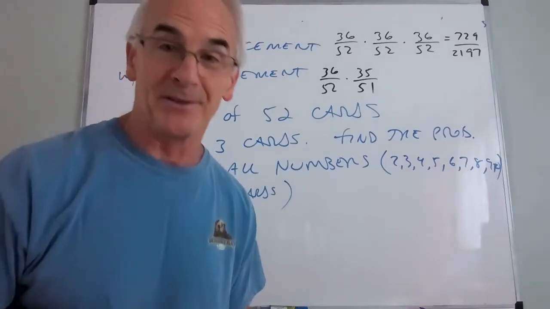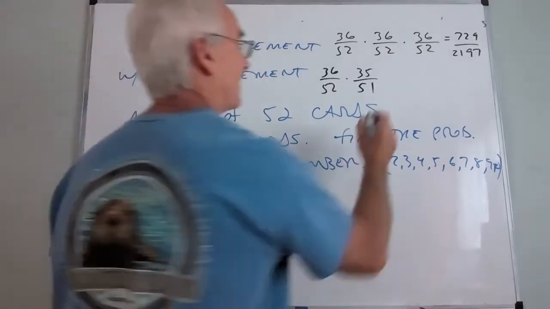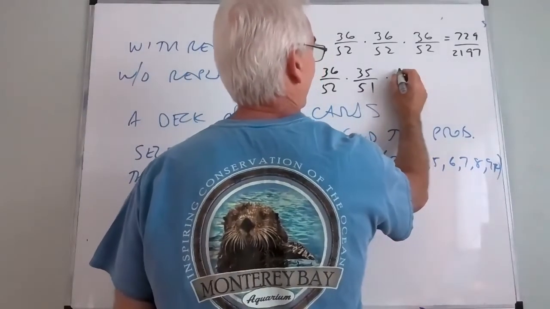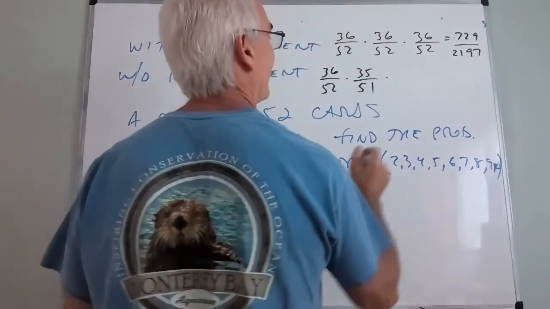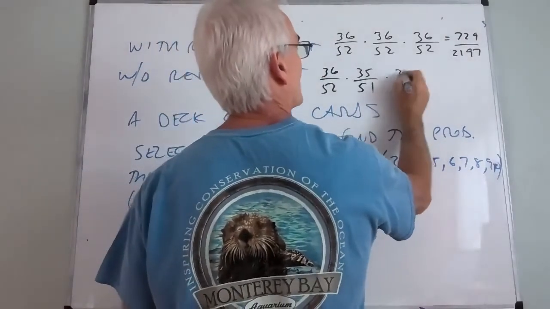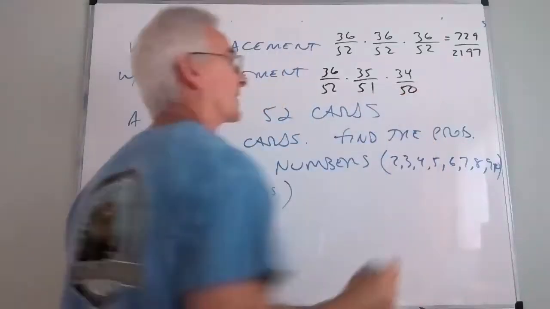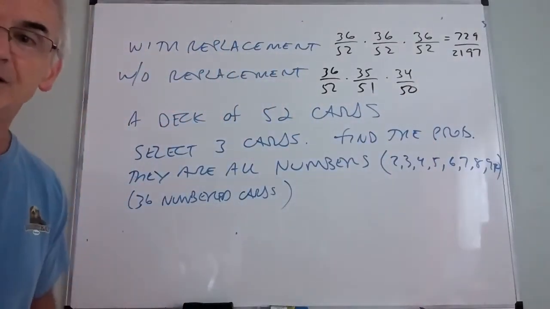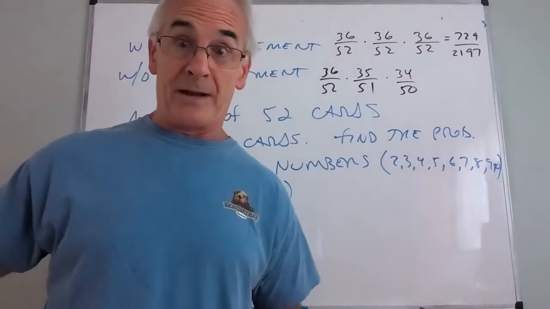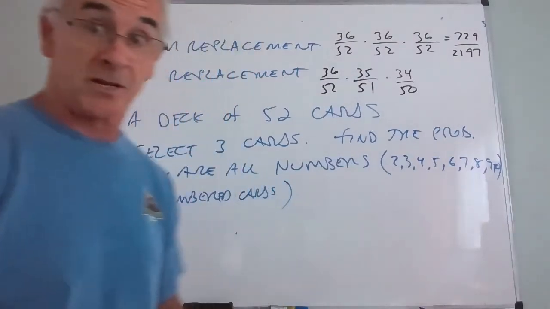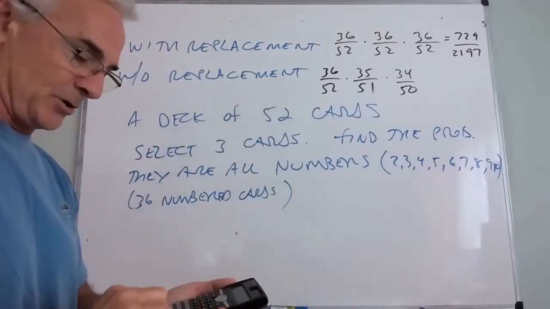So what's the probability the next one's also a number? What's the probability the next one is also a number? 34 over 50. Yep. So does everyone see that completely changes things? If I've already got a numbered card and I pull it out, there's not as many numbered cards and there's not as many cards. So my denominator changed also.